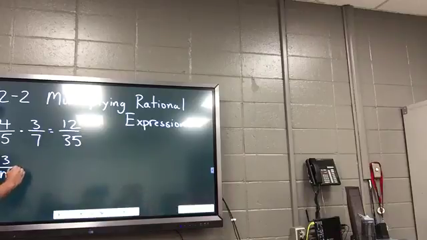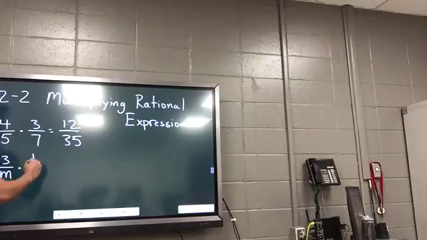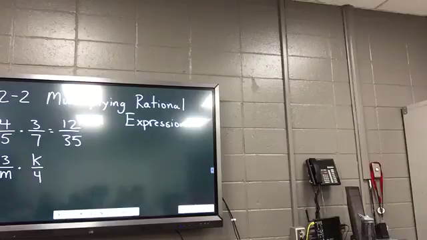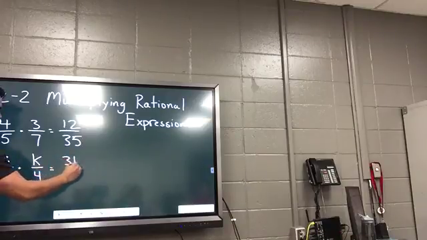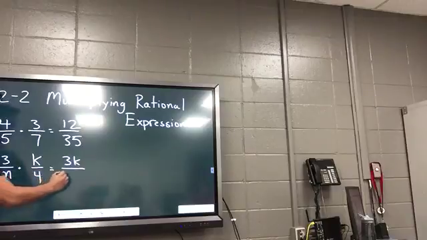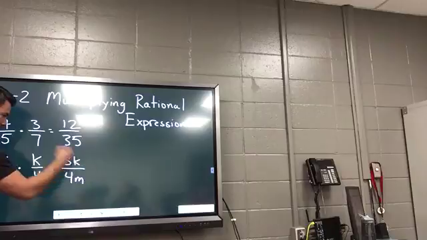3 over m times k over 4. These are algebraic expressions because they have variables. Good. So how do you deal with this one? This is way different from the last one. Yeah, you just multiply across. All right. 3 times k, 3k. M times 4, 4m. By the way, always write the number, the coefficient, first, then the variable. There's your expression.